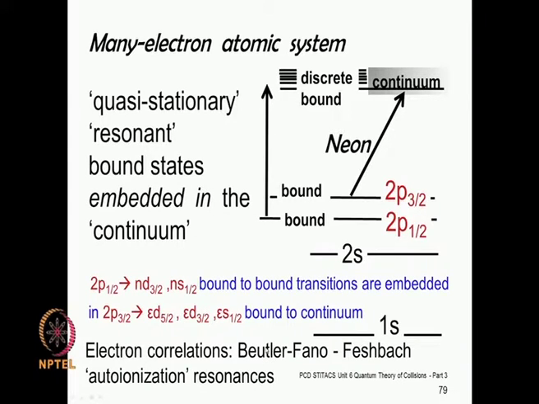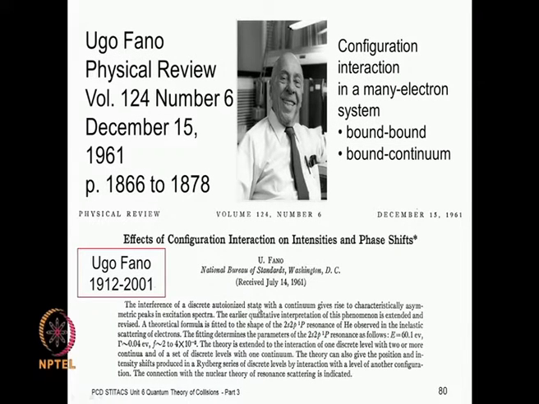Or in atomic physics, when you are working with outer state, outer electron, you typically refer to them as autoionization resonances. Now, the classic analysis of this is due to Fano, and I really like to show a picture of this paper. It is a classic paper. It came out in 1961, Physical Review volume 124 number 6, and this paper is one of the most cited papers in physics literature.